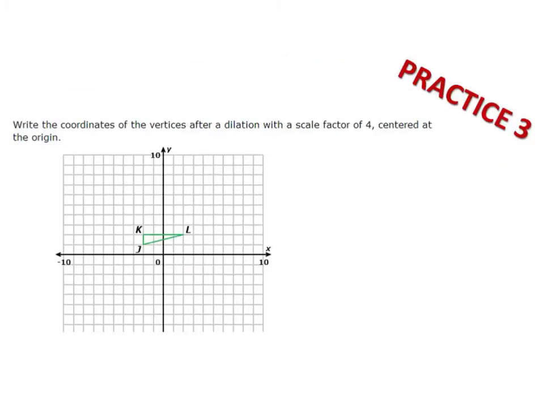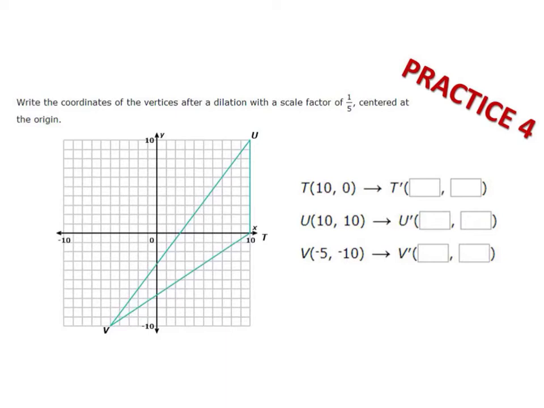Your practice 3, you're going to write the coordinates of the vertices after a dilation with a scale factor of 4. You're going to have to write down the original coordinates first, or at least multiply them and write down the new coordinates. This one, you're going to write the coordinates after dilation with a scale factor of 1/5. You're going to multiply each one of these times 1/5, or divide each one of these numbers by 5.